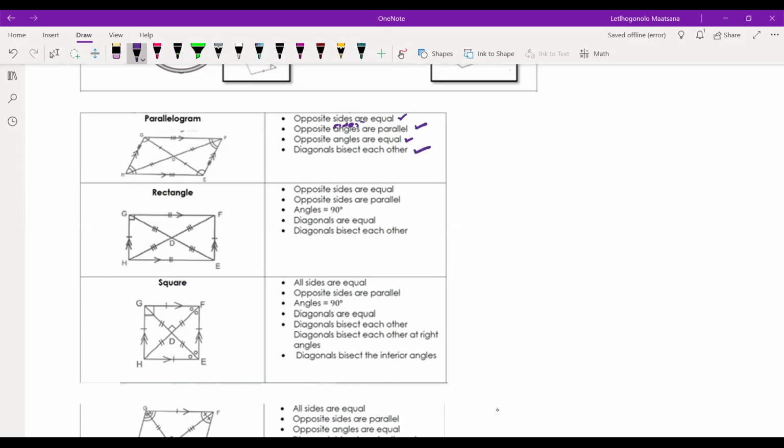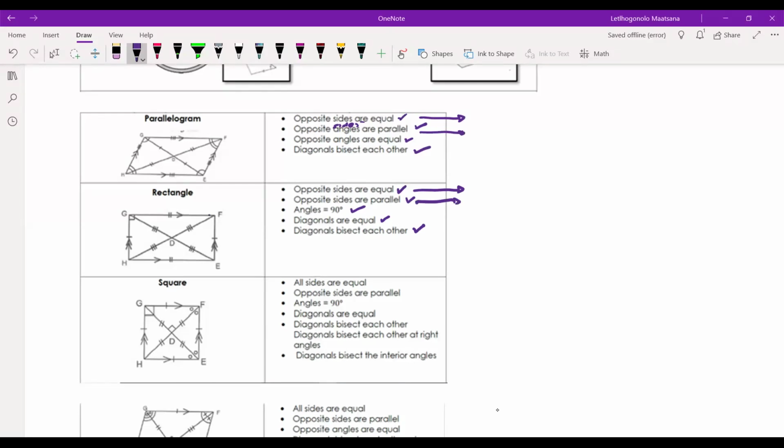cut in half. For our rectangle, we have opposite sides are equal, opposite sides are parallel, angles are 90 degrees, diagonals are equal, and diagonals bisect each other. We will see here that some of the properties of the parallelogram can be seen in the rectangle, such as opposite sides are equal, opposite sides are parallel, that's another one.